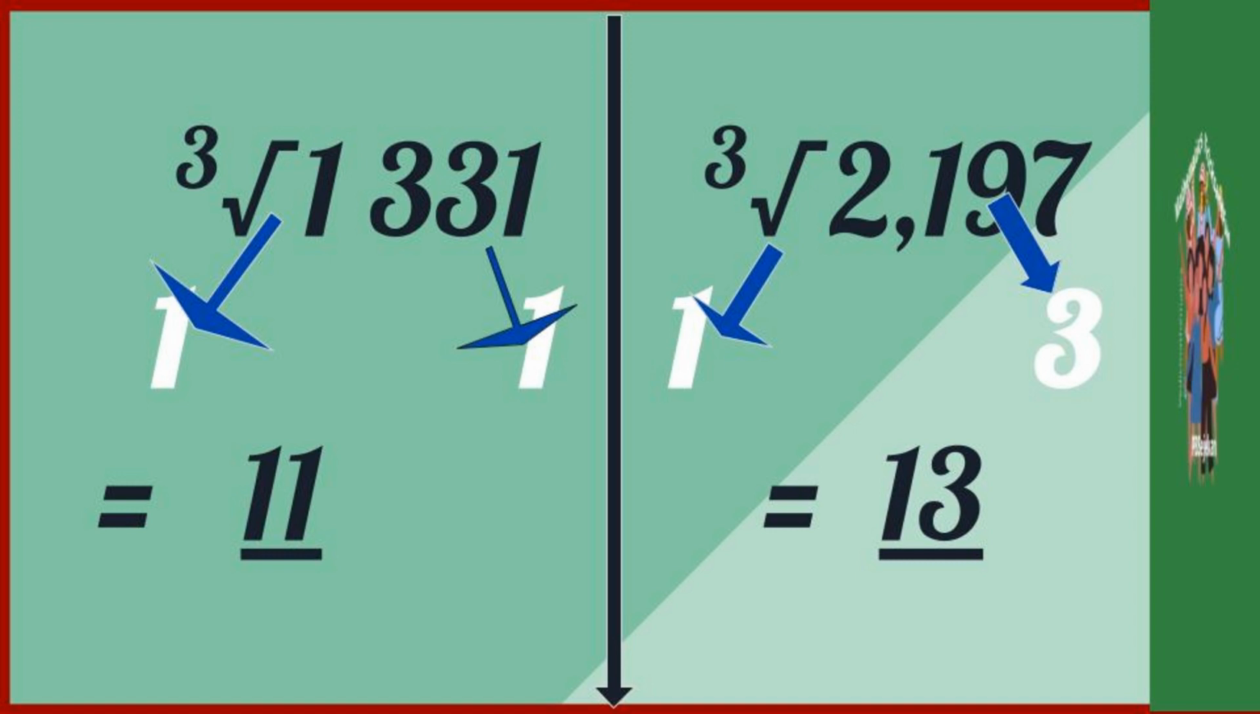Then the cube root of 2197. Groups are 2 and 197. The cube of a number which is less than 2 is 1. Cube of 1 is 1. So the first digit is 1. 197 ends in 7. So we have to find the number whose cube ends in 7, that is 3. Cube of 3 is 27 and the cube root answer is 13.